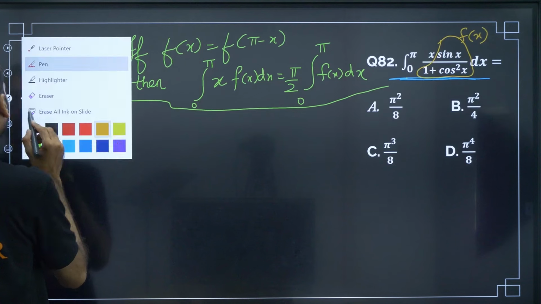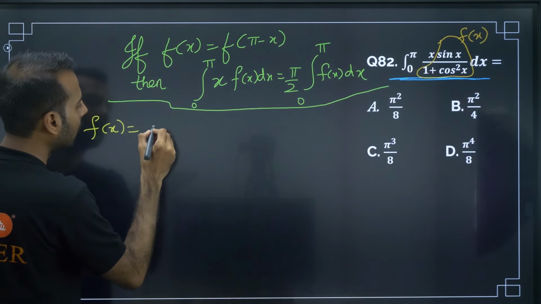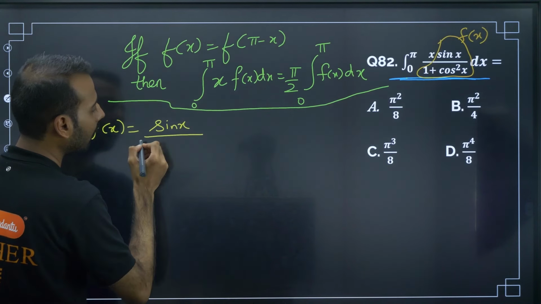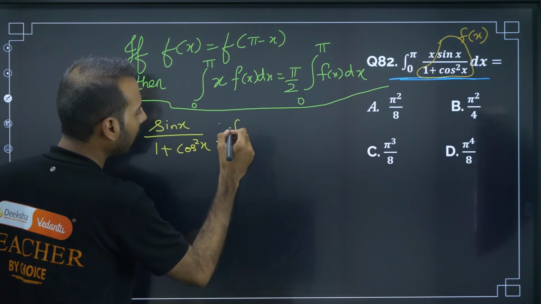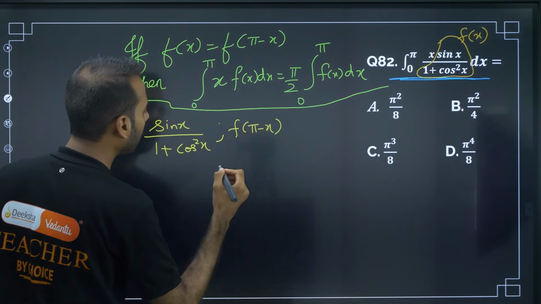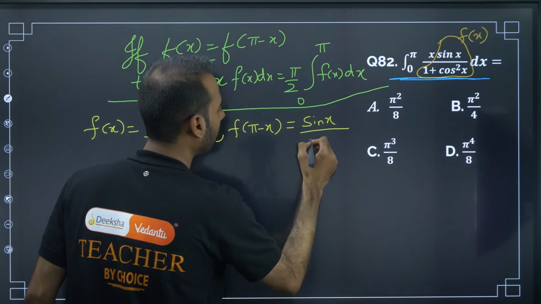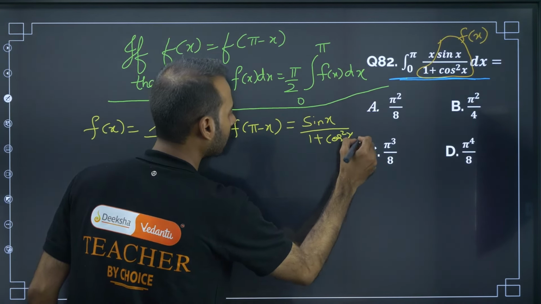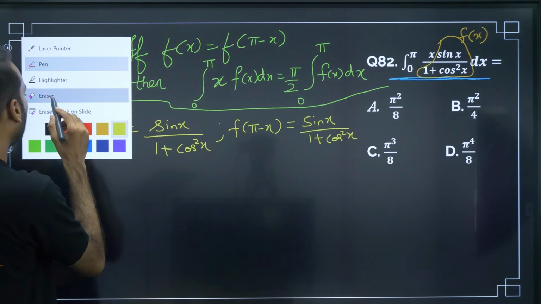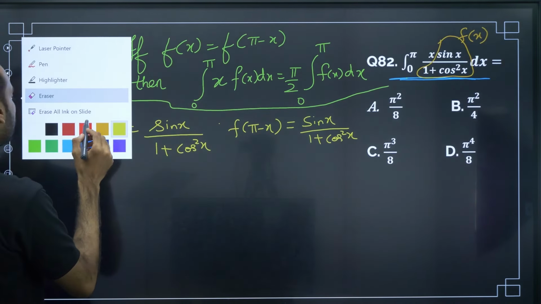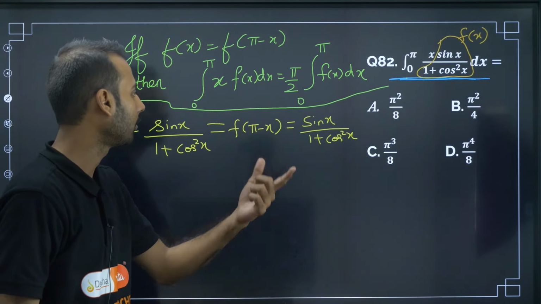Let me copy and paste. f of x is equal to sin x divided by 1 plus cos square x. And if I find f of pi minus x, it is sin x divided by 1 plus cos square x. Now if you observe, they both are equal, so f of x is equal to f of pi minus x.